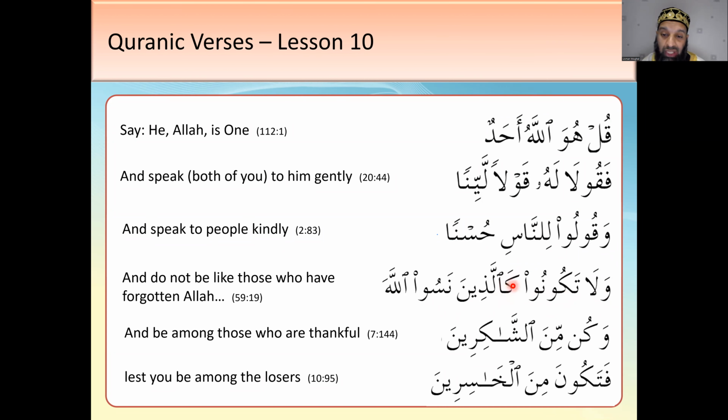Kalladhina, the kaf, remember what the kaf does? Kaf means like. It's attached onto alladhina, so like those. So starting off from the start, wala takunu, and you all do not be kalladhina, like those. Nasu means, right, comes from to forget, and people say that insan comes from nisyan, which means to forget. So nasu is connected to that. Nasullaha. Right, so do not you all be like those who forgot Allah. Yeah? Allah is not marfu, so Allah is not doing the forgetting. The forgetting is being done about Allah. So, and you all do not be like those who forgot Allah.